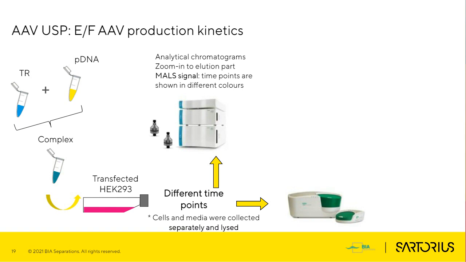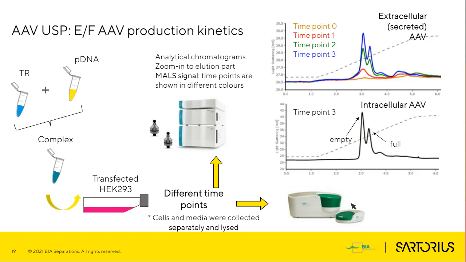So we've chosen one condition of certain transfection reagent and plasmid DNA. We transfected our adherent cells as before, but in this case, we collected our samples at different time points and we collected cells and media separately. We lysed our samples and we tested them using our PATfix column switching as well as ddPCR. And here are the results that we observe.